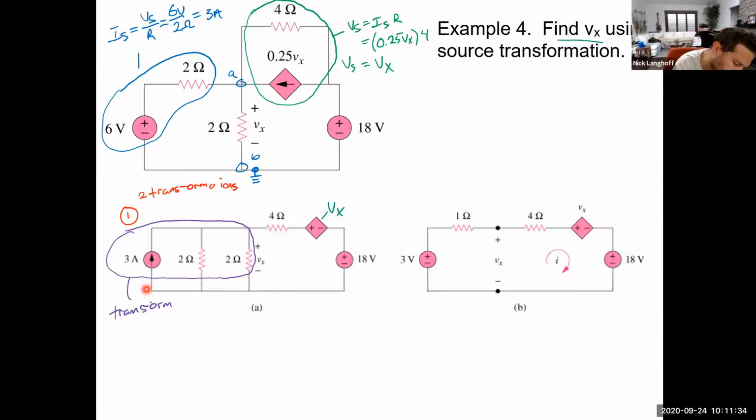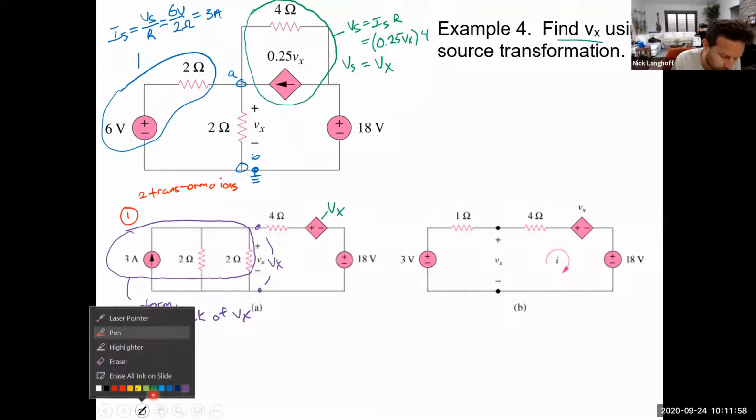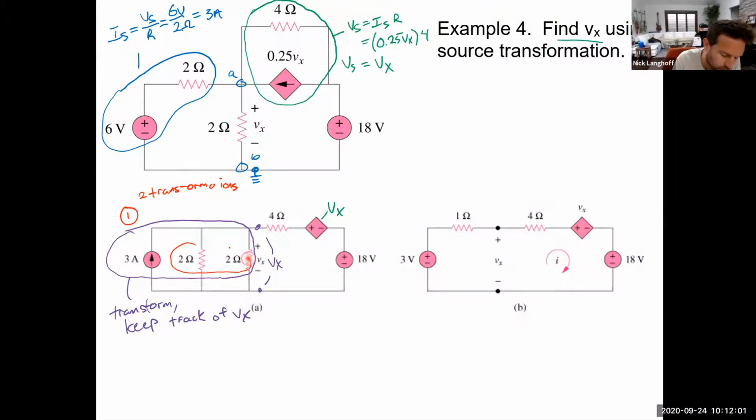But keep track of Vx, where Vx goes. Now Vx is measured between these points here, right? Okay, so we do have the 2 parallel 2 ohm resistors, that's a 1 ohm resistor. So if you wanted to take a look at that, here are these 2 parallel 2s. Anytime you have equal resistances in parallel, it's just half the resistance.